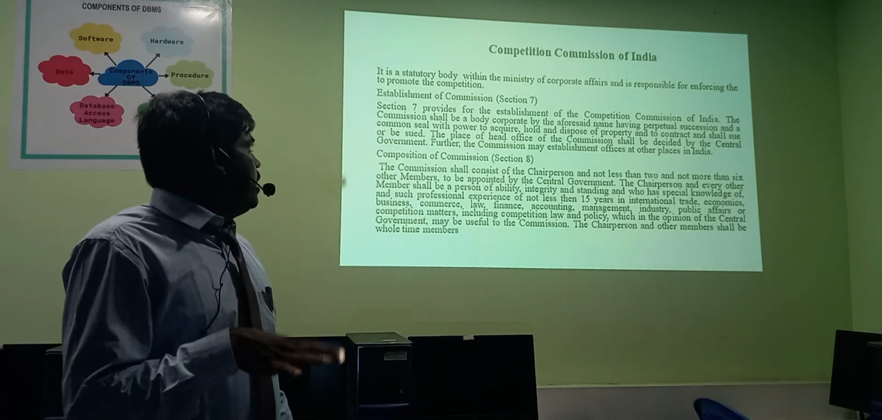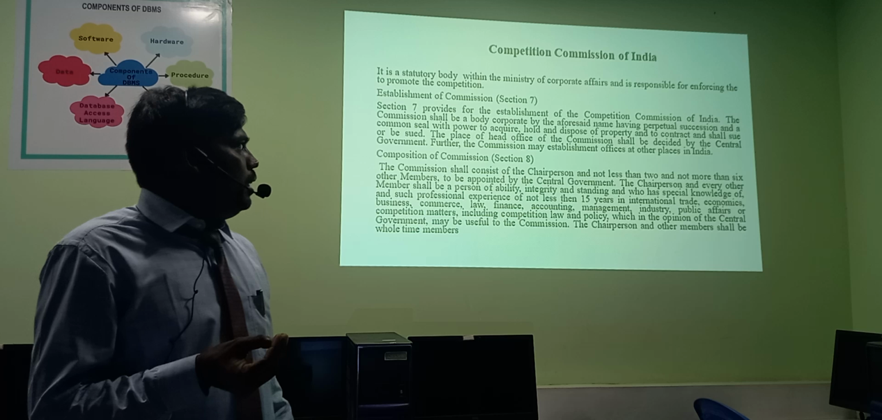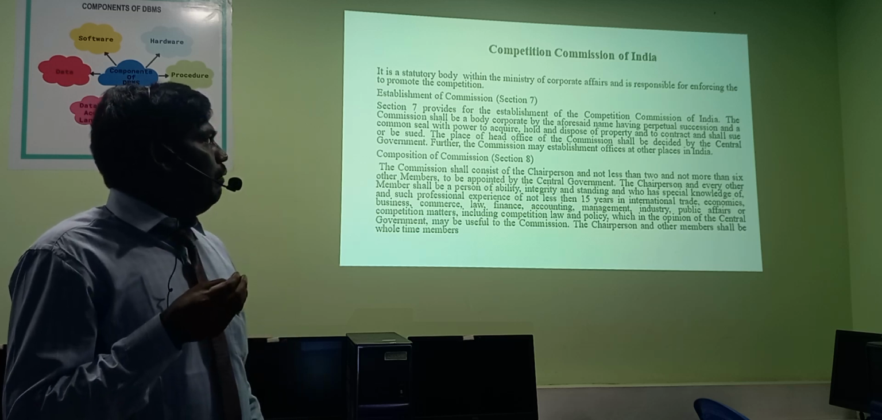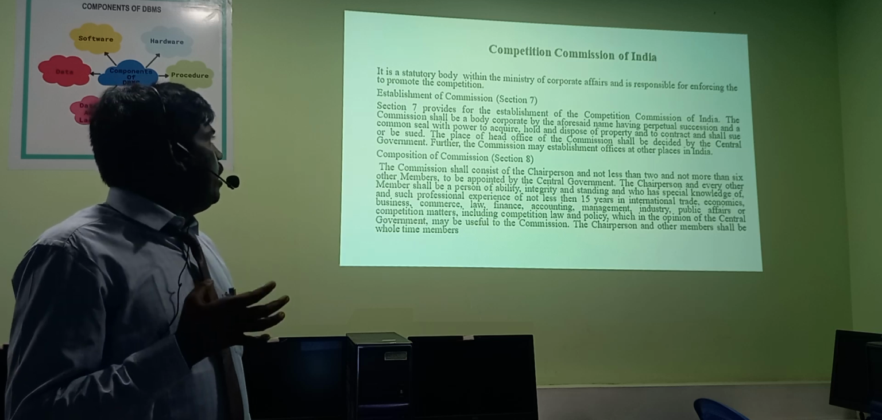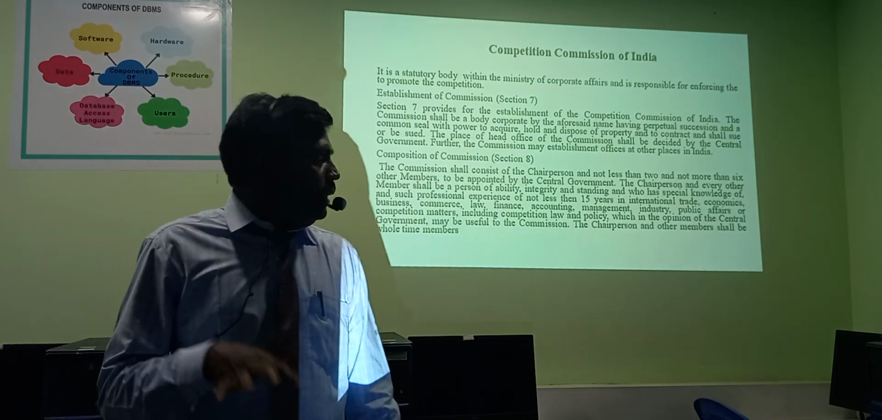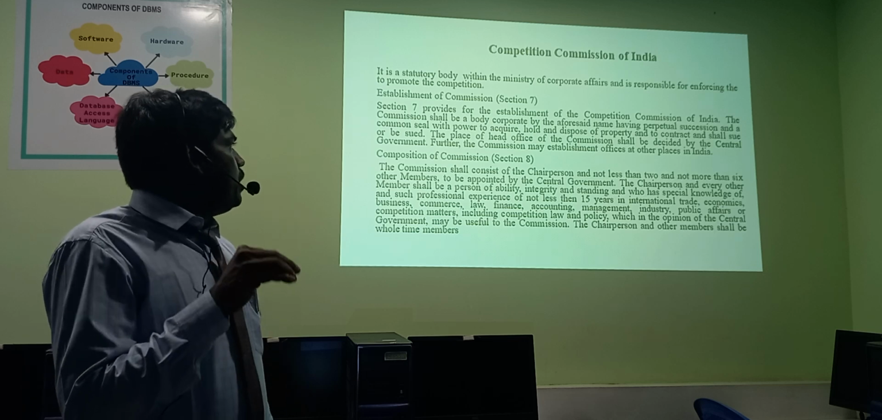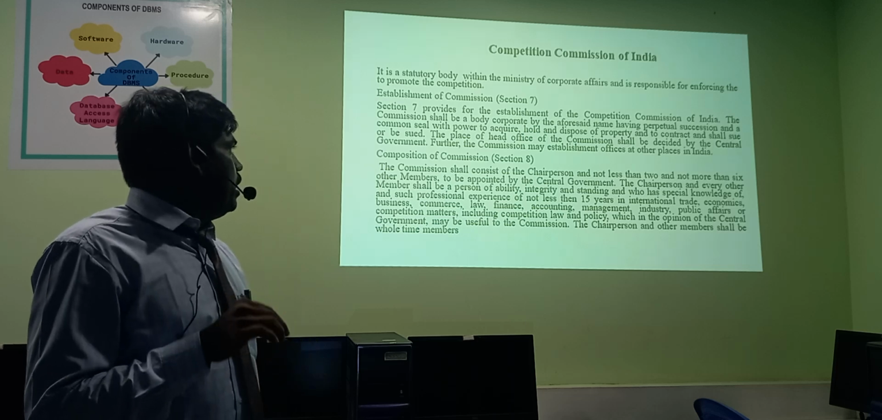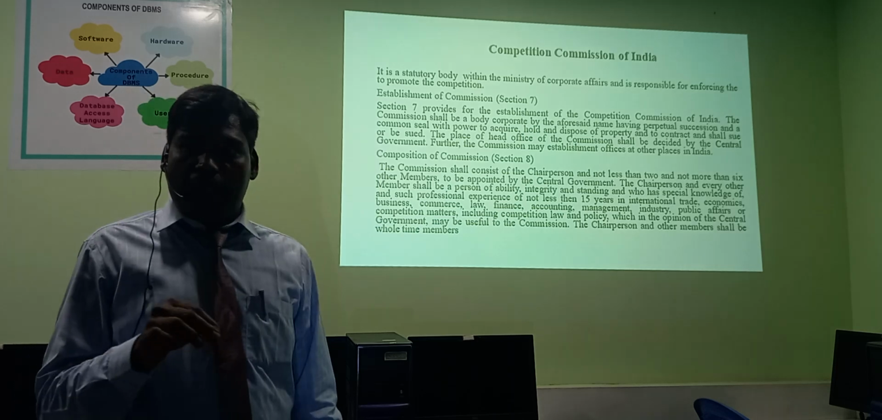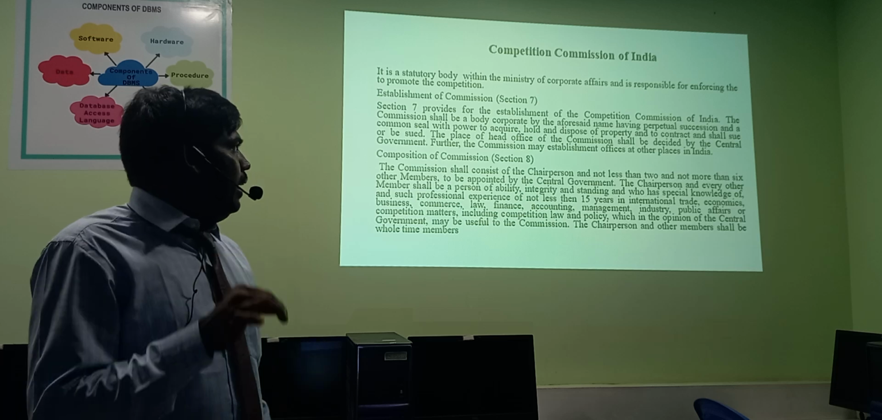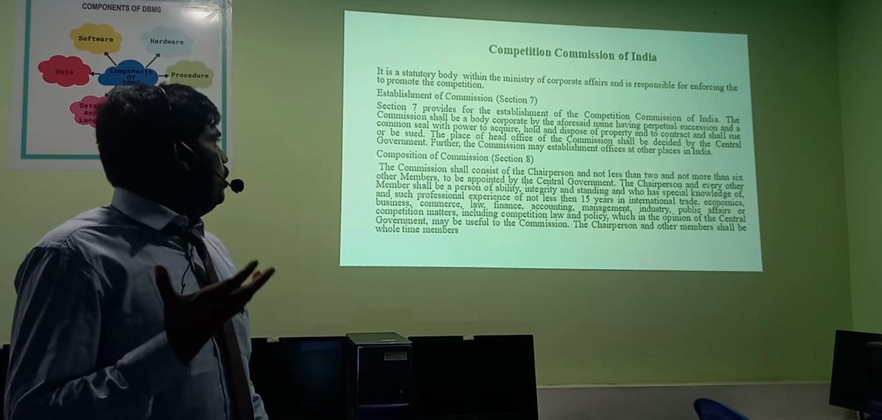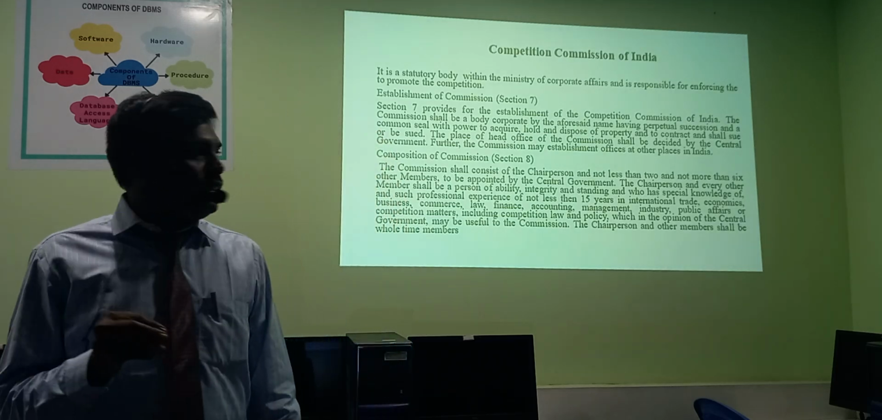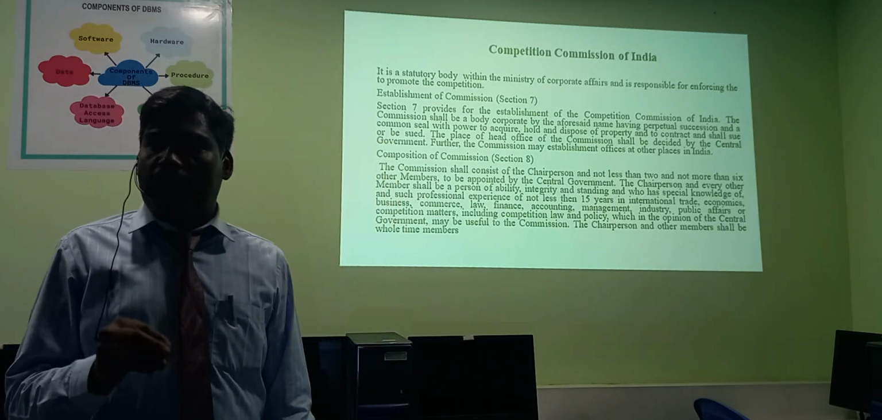Section 7 provides for the establishment of the Competition Commission of India. The commission shall be a body corporate having perpetual succession and a common seal, with the power to acquire property under the Act. Composition of the commission: according to Section 8, the commission shall consist of a chairperson and not less than 2 and not more than 6 other members appointed by the Central Government of India.